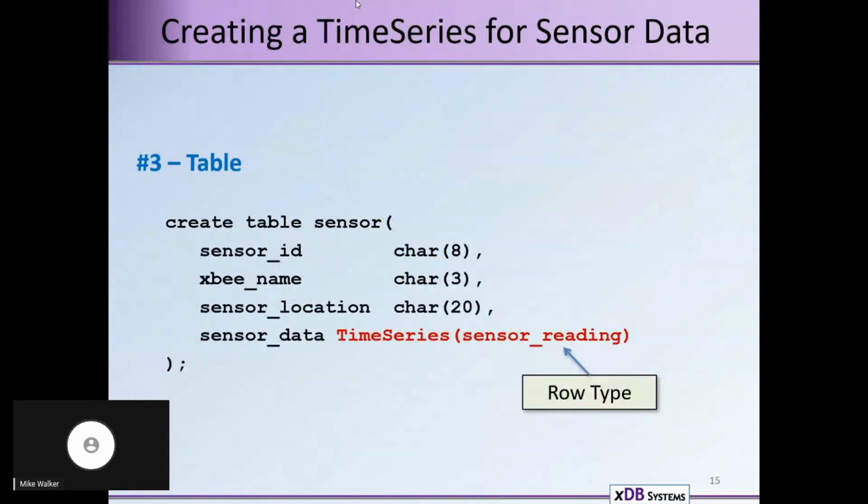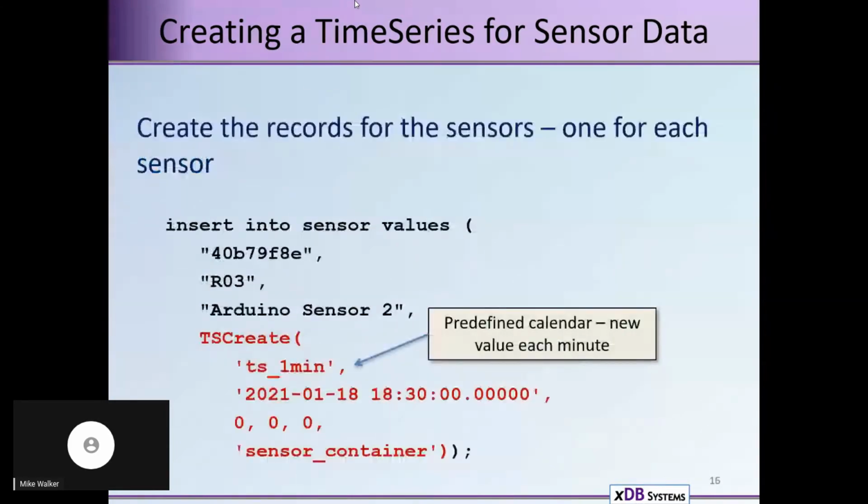And lastly, we're going to create our table. So here, this is just a simple table where we've got our information on our sensor. That's our kind of static information, and now we've got our time series column. And the data type here is a special value. It's time series, but then we specify the row type that we created earlier. And that will indicate how the data should be stored.